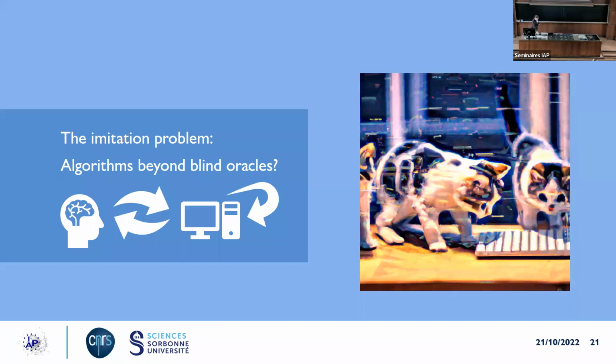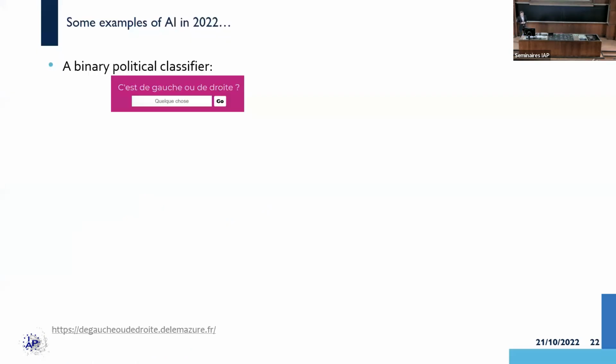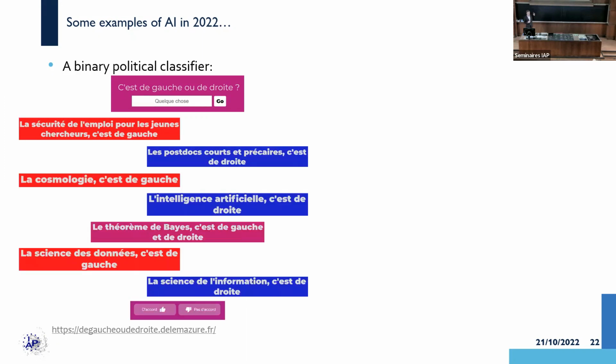And finally, my last part is about what I call the imitation problem. That's a tribute to Alan Turing, who was talking about the imitation game. With now rising AI and machine learning, with these new algorithms, can we go beyond blind oracles? So some examples of AI in 2022. You can build funny things, such as a binary political classifier, here on the left-right scale.